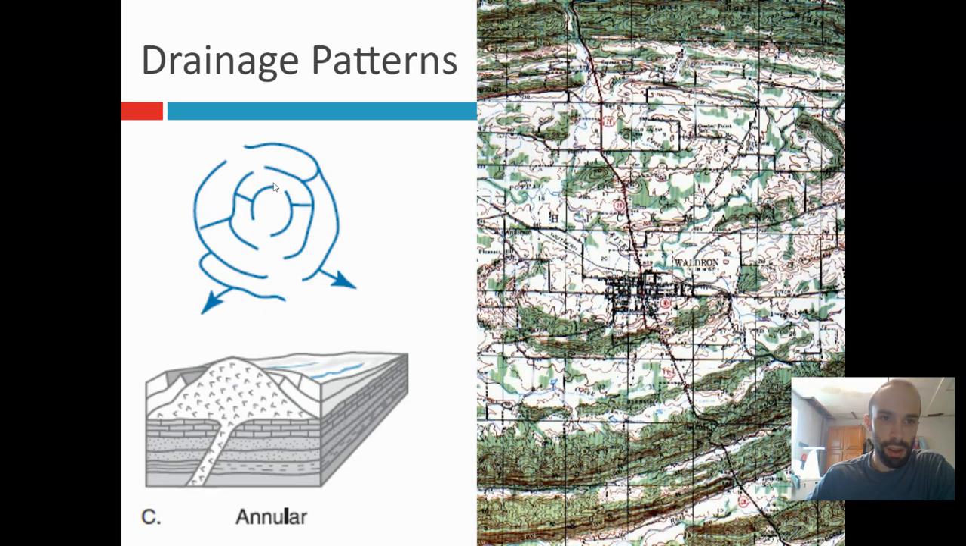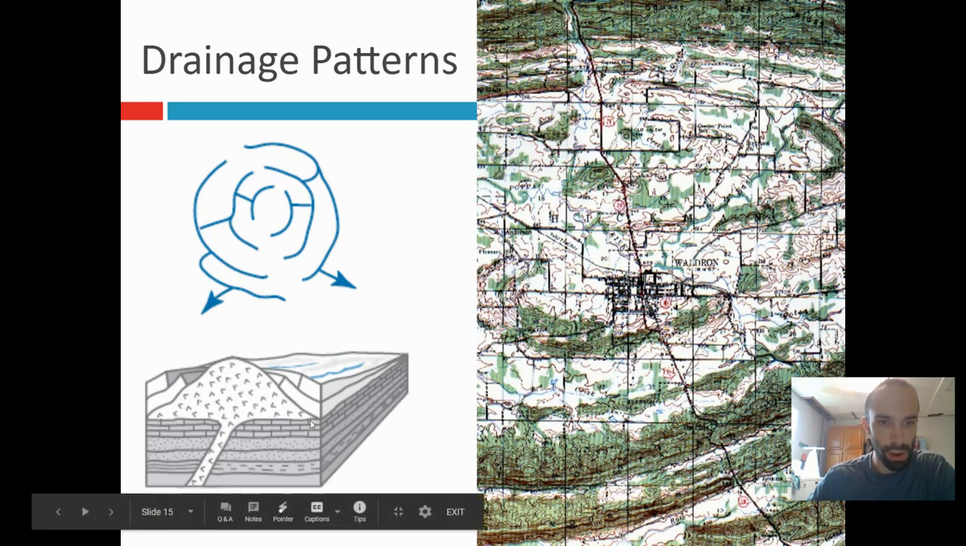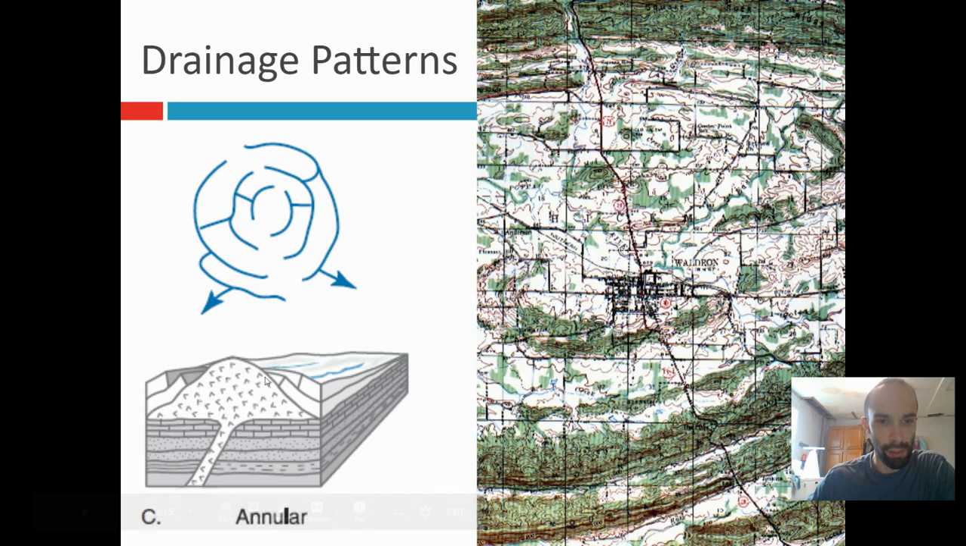Annular, you can see these concentric rings going around. And what happened here, this is igneous intrusion. Actually, it's an extrusion. It came to the surface. So this is like a big dome of rock of a volcano. And all the layers above it got folded and bent out of the way. So the water is going around that volcano in this circular pattern. This is less common. You don't find this everywhere.